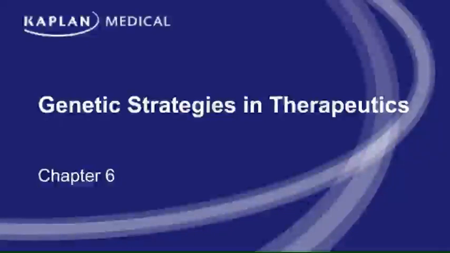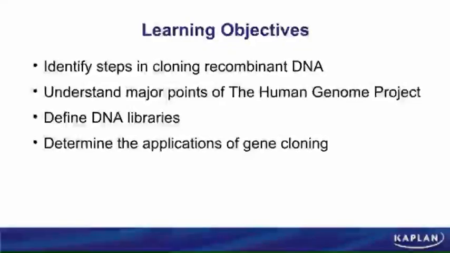Now, Chapter 6, which is this chapter, deals with genetic strategies and therapeutics. In the learning objectives of Chapter 6, we will identify steps in cloning recombinant DNA. We'll talk about what cloning is about and what recombinant DNA means. We'll also discuss and review understanding the major points of the Human Genome Project. The Human Genome was sequenced and completed in 2003. We'll talk about what that was about and the significance in medicine of the Human Genome Project.